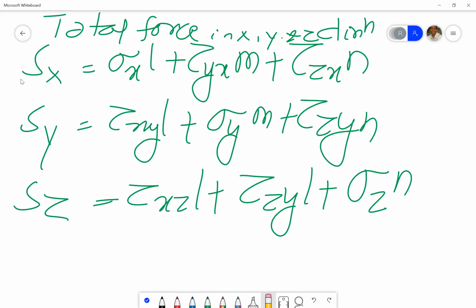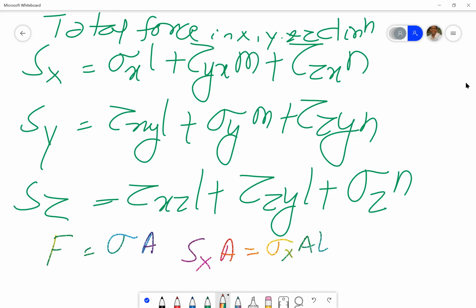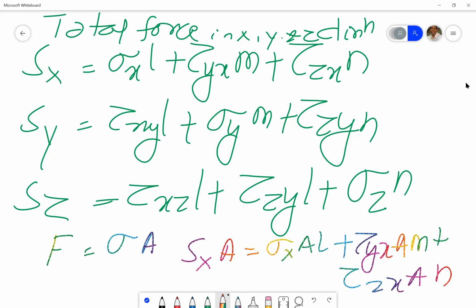If you go for the total force in any direction, as we know, force is equal to stress into area. So total force in x direction, we write Sx into A equals sigma x A L, where A is the area. Similarly, we write tau yx A m plus tau zx A n. So everywhere we are cancelling A. Now we have the equation like this.